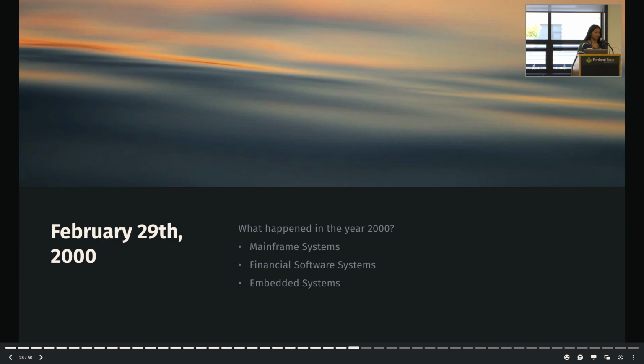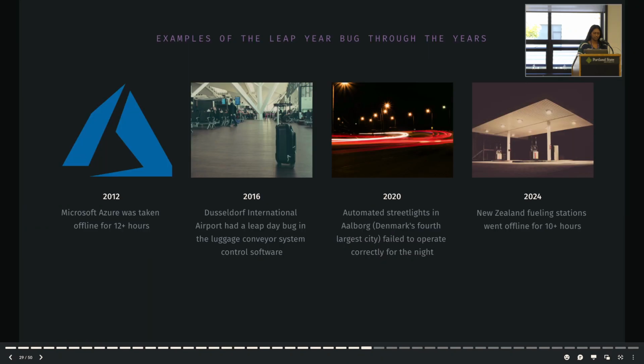Issues arose in mainframe systems, financial software systems, and embedded systems like medical technology. For instance, some of the older mainframe systems and financial software systems incorrectly calculated dates, leading to erroneous billing cycles, miscalculated interest rates, and scheduling issues. Though the largest disruption occurred in February of 2000, there are major cases that occur every leap year.